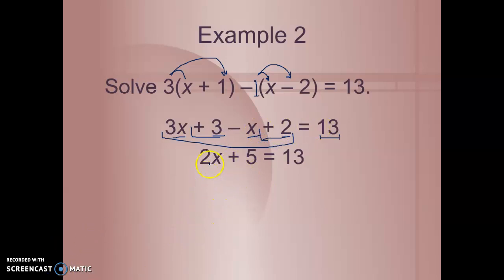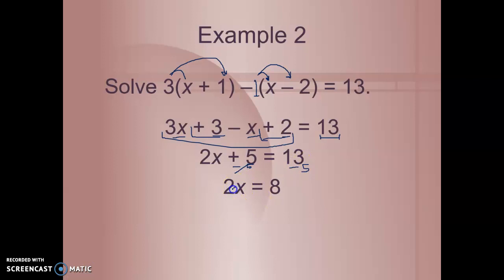Hopefully you remember how we're going to get that 2x alone. We need to get rid of this positive 5, and we're going to do that with inverse operations. Subtract 5, and if we subtract 5 from here, in order to keep our two sides equal, we've got to subtract 5 from here as well. That gives us 2x equals 8.